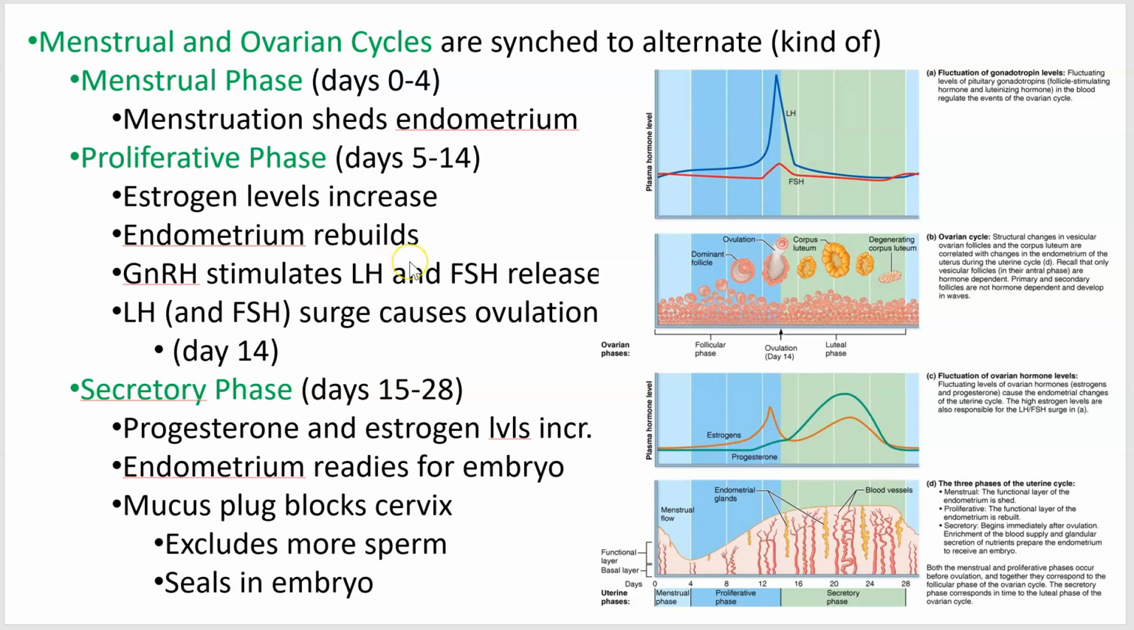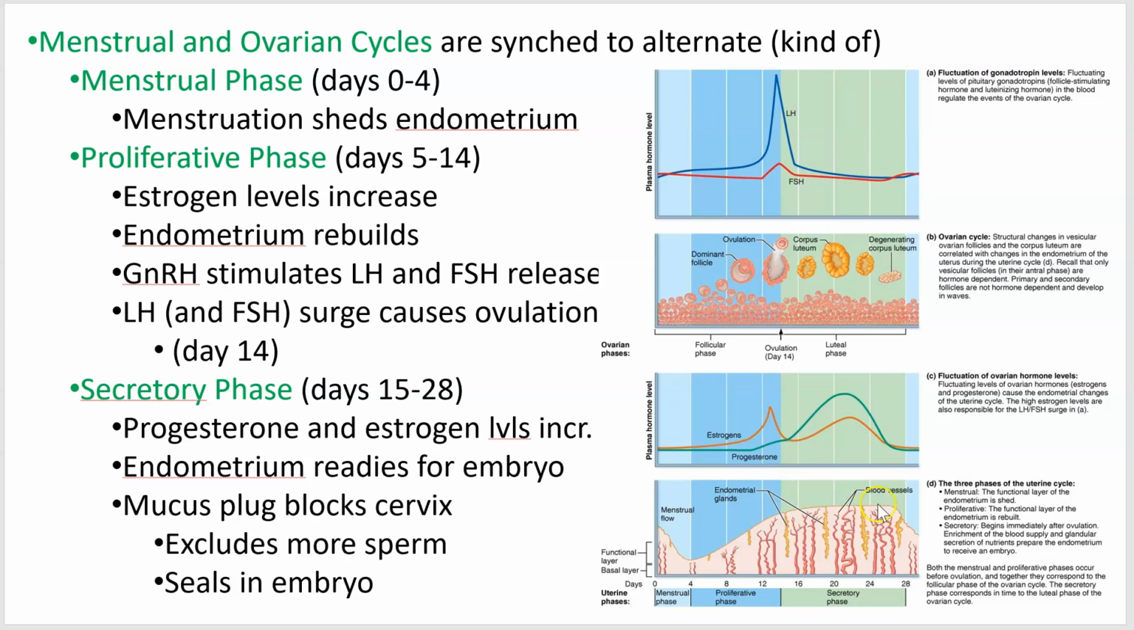GnRH produced by the hypothalamus causes the anterior pituitary to produce LH and FSH, and LH and FSH peak, especially LH, luteinizing hormone. That peak towards the end of that proliferative phase is the signal to ovulate. As soon as that egg, that oocyte, is released, you begin the secretory phase, where that oocyte begins making its way down the uterine tubes, the oviducts in my parlance.